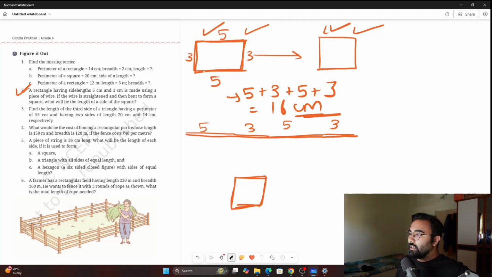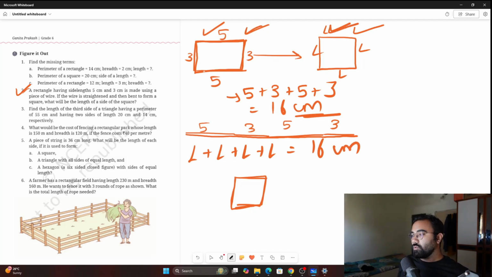So let this be L, let this be L, let this be L, let this be L. Now what is the perimeter of the square? L plus L plus L plus L is equal to, we know it should be 16 because it has been made from a rectangle into a square. So 4L is equal to 16. Again, equal to remains the same, 16 remains the same, L remains the same.